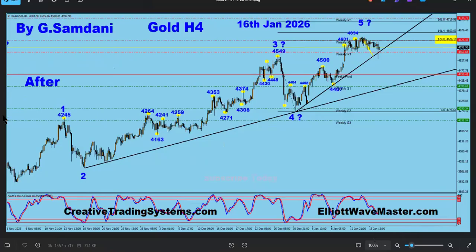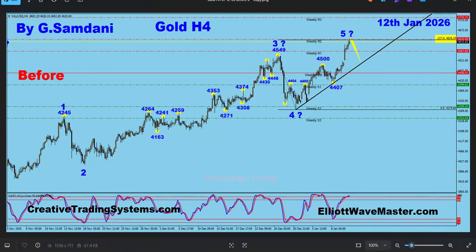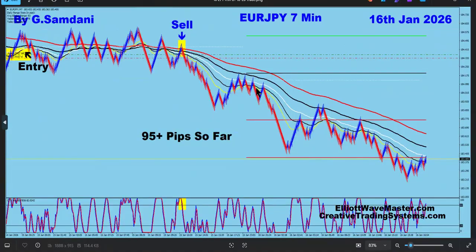Let me show you. Not here, not here, not here. Euro Yen short right there. You see that? This is on the 16th, all the way down. So this is what happened. All right, so this is it for now.